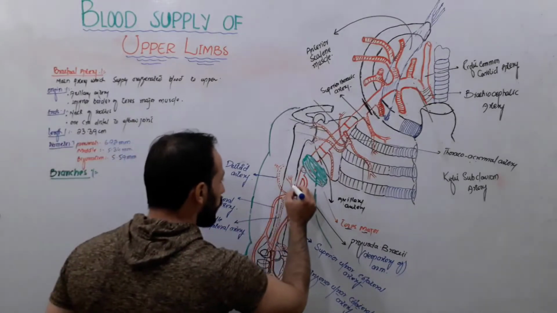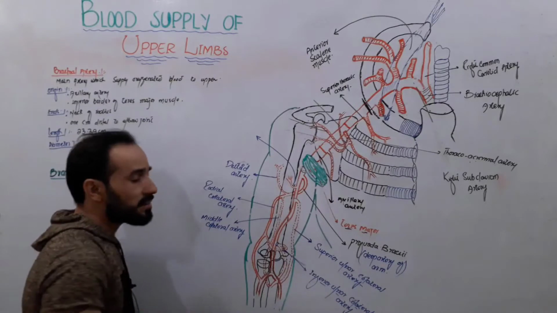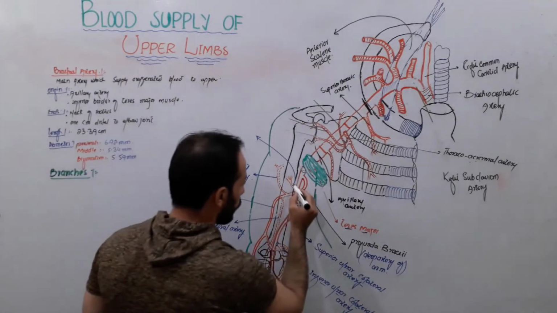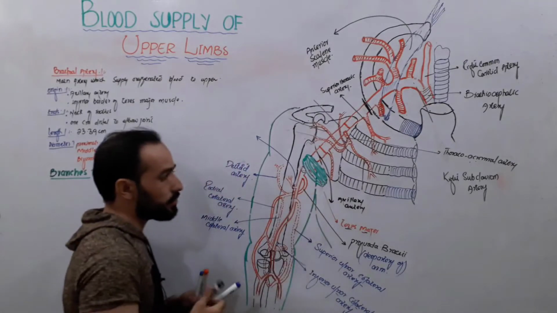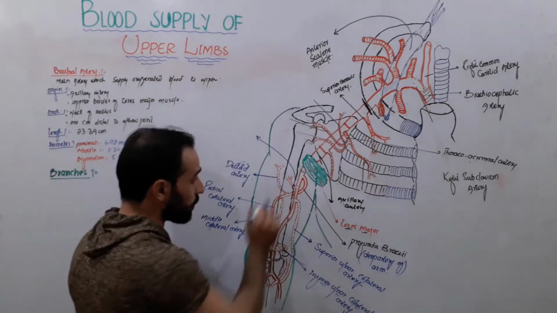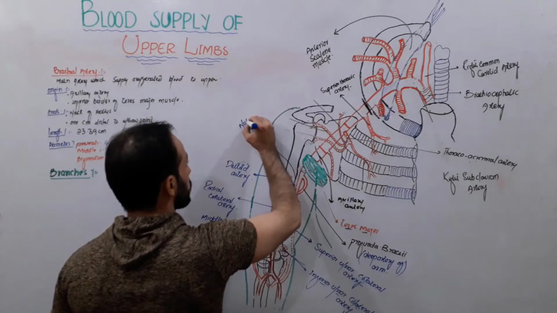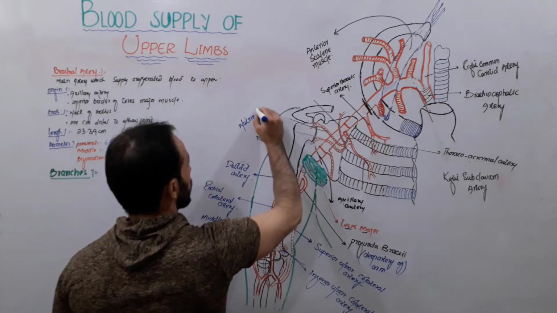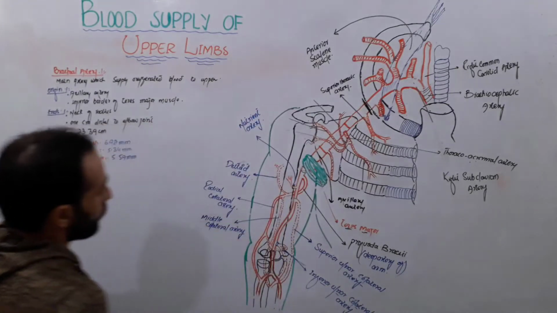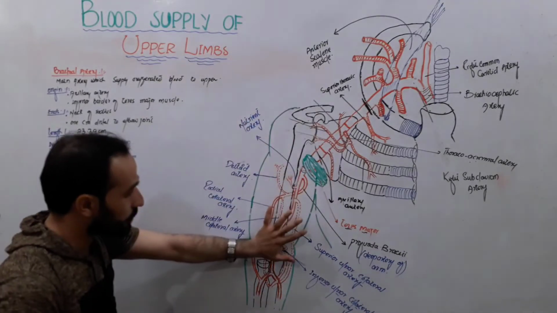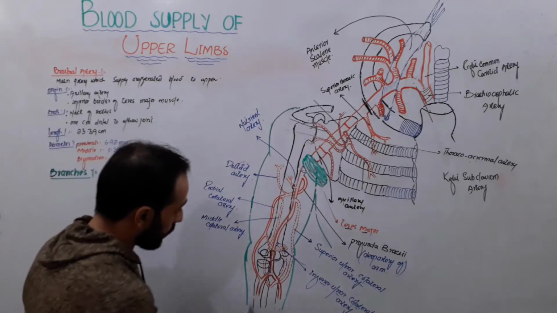and here's another small branch, right? And this branch enters into the nutrient foramen of this humerus bone, and that's why this artery is named the nutrient artery. Nutrient artery. Right, friends. So up to now we have covered the branches of the brachial artery. Very good.